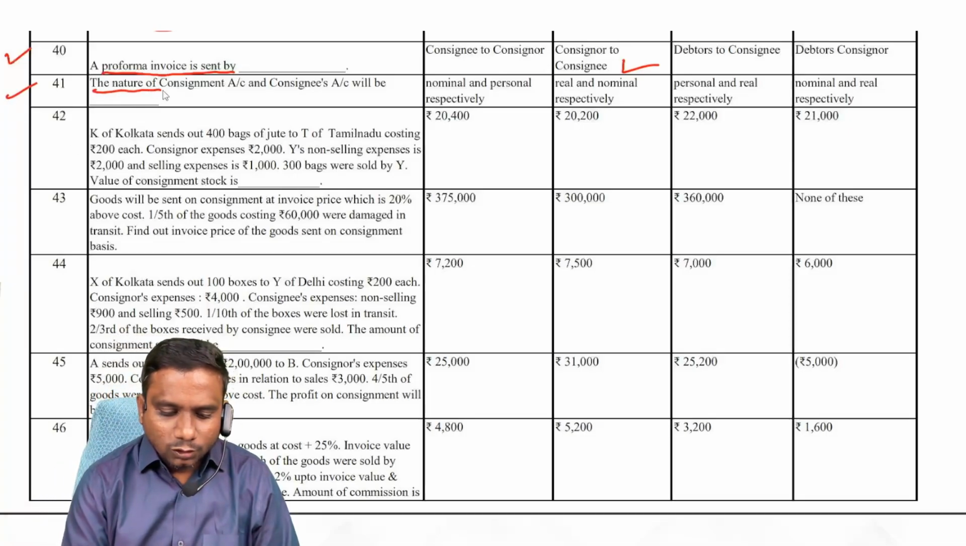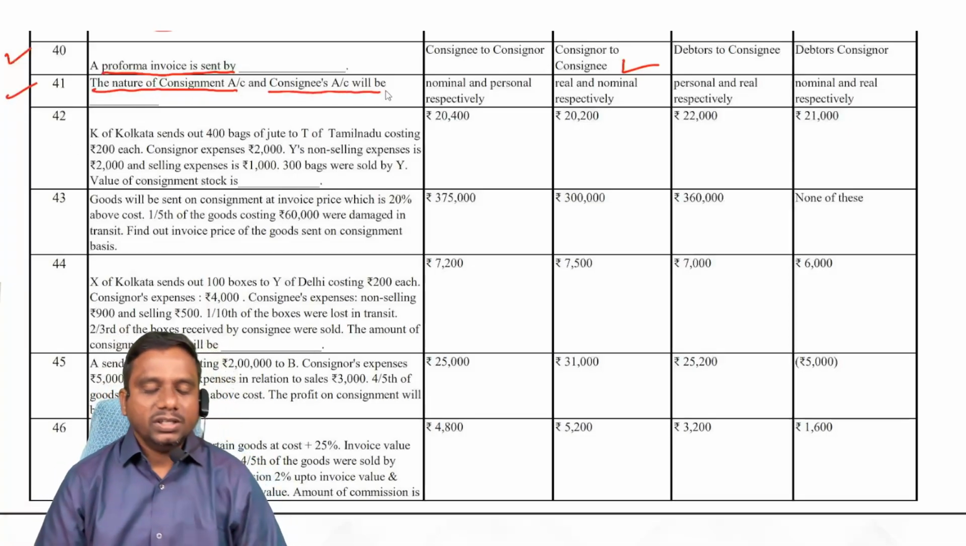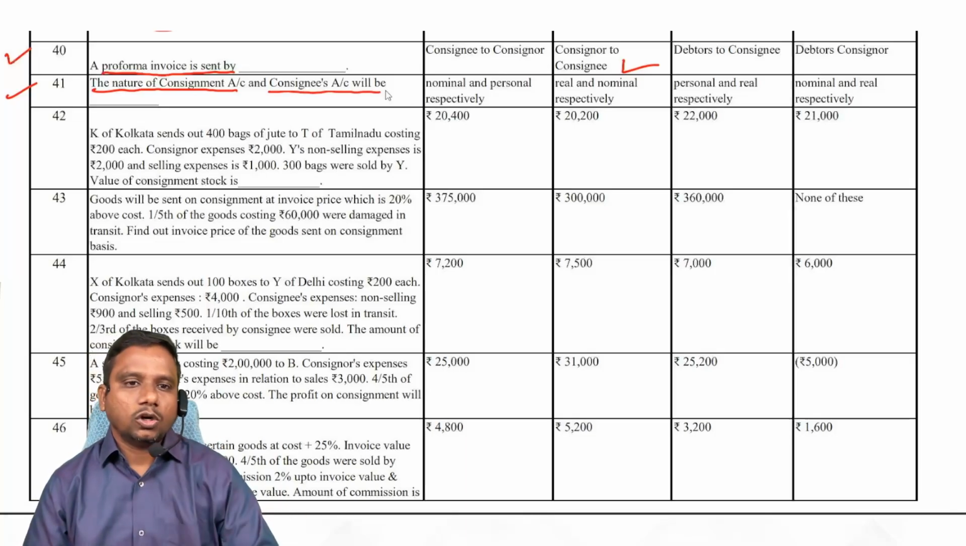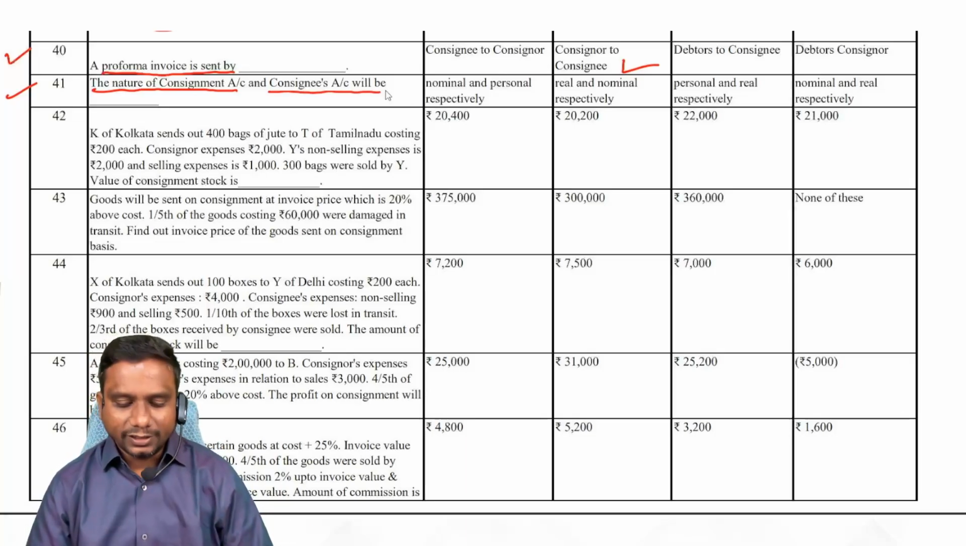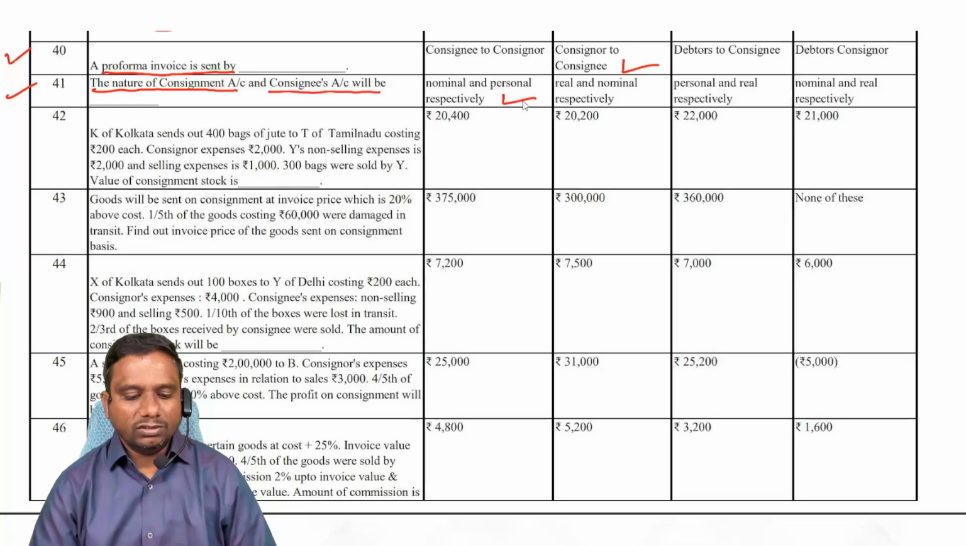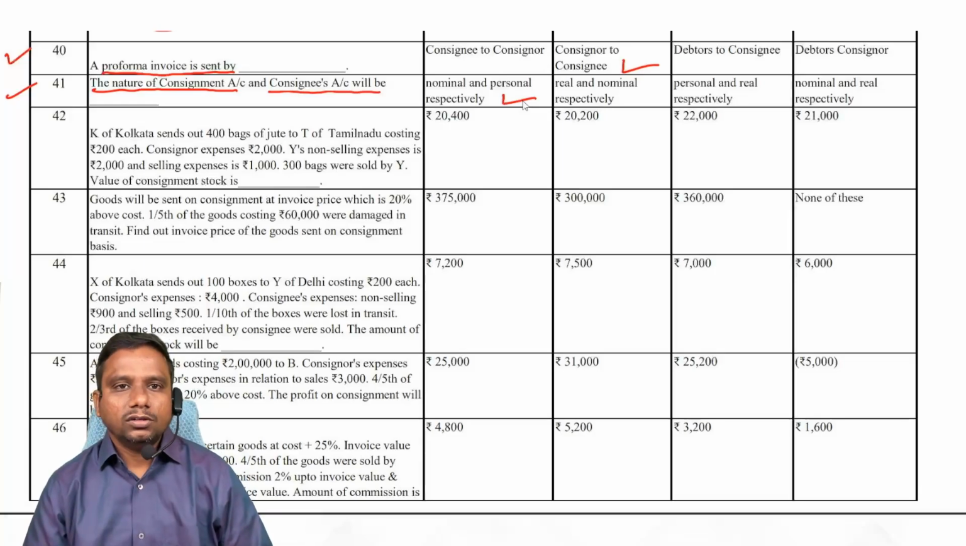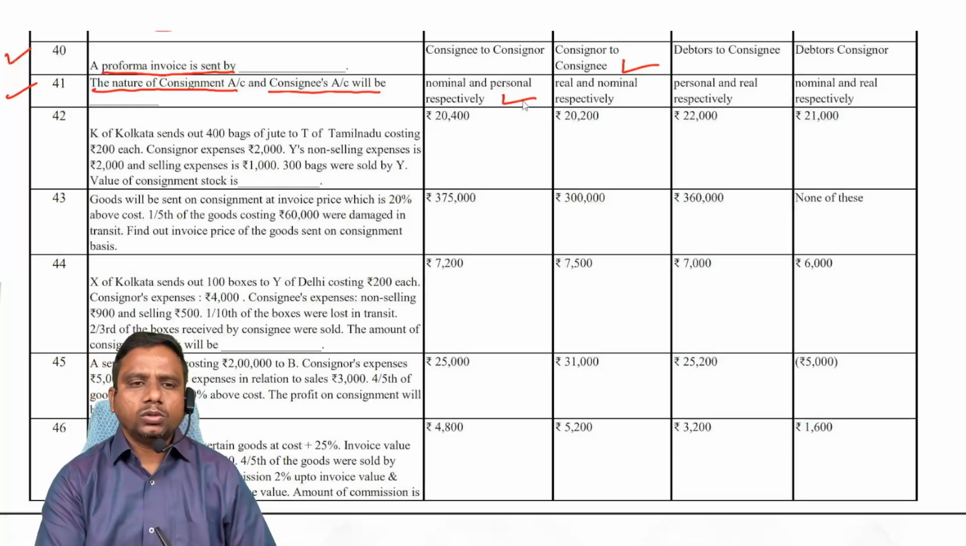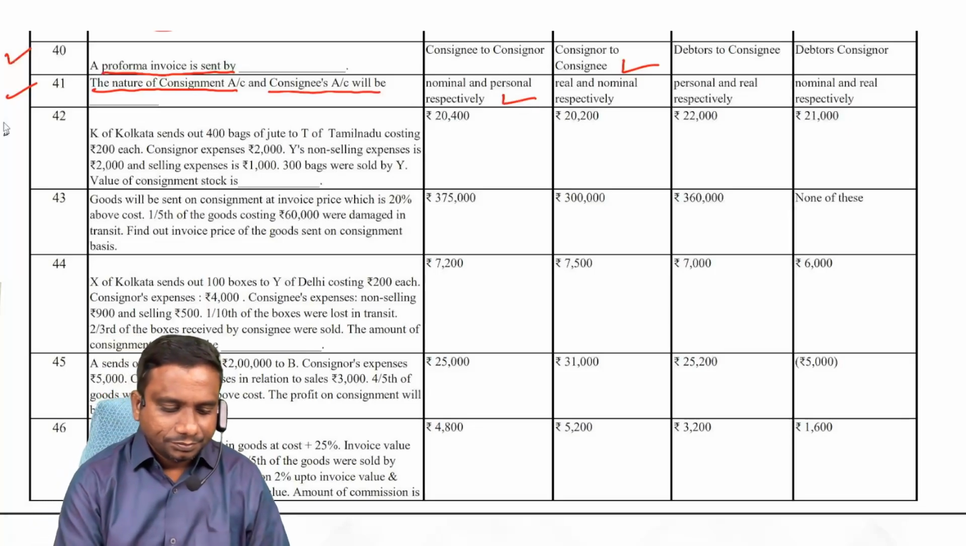41. The nature of consignment account and consignee account will be? The nature of consignment account is nominal account, and consignee account is personal account. So nominal and personal respectively. Consignment is a nominal account, no? Because through consignment account we calculate profit.